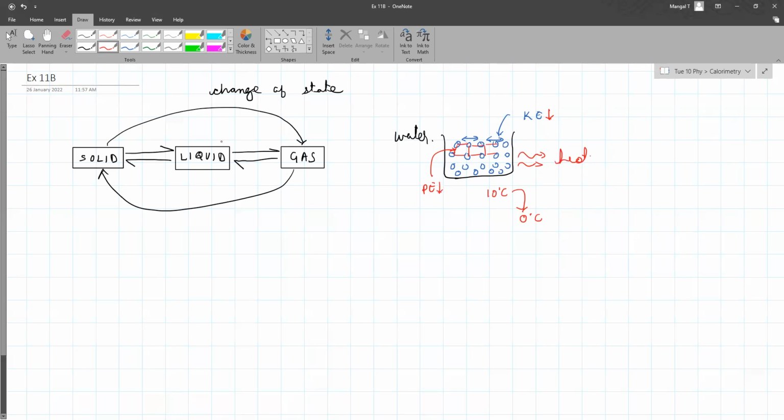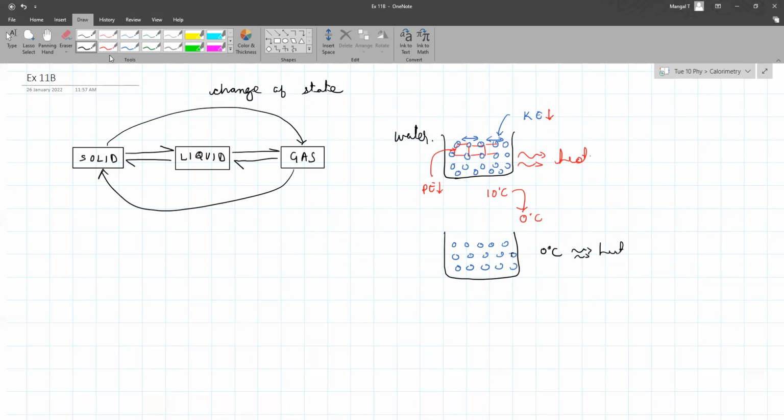Now when water at 0 degrees Celsius continues to lose heat, what will happen? That is very important for you to understand. So water is at 0 degrees Celsius, and water is losing heat. Now when water is losing heat, the temperature will not change. It will continue to remain 0 degrees. But the separation between the molecules will reduce, and the molecules will come a little closer than they are. So in this process, 0 degree water will change to 0 degree ice.